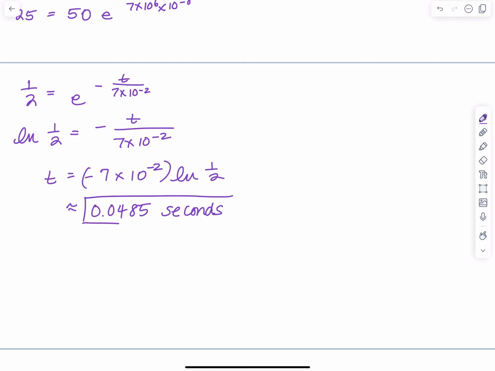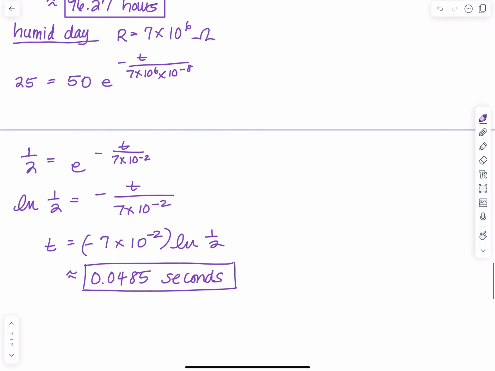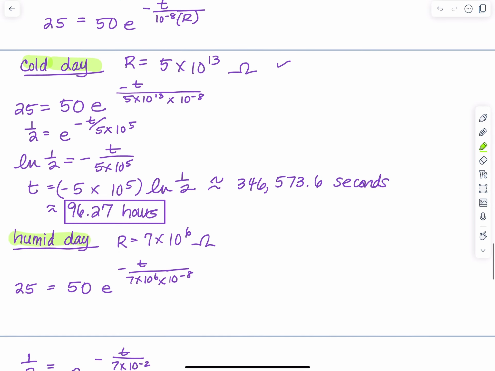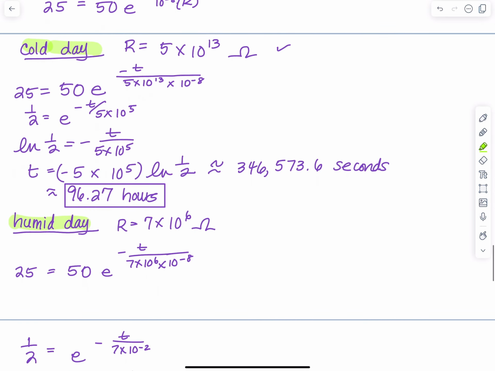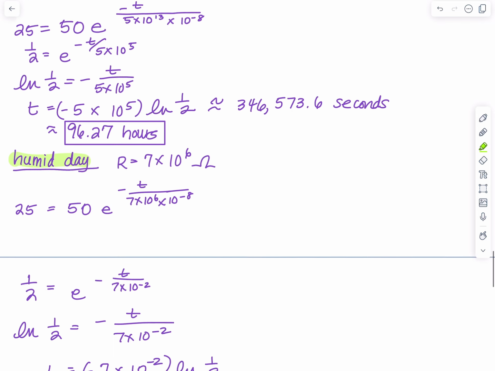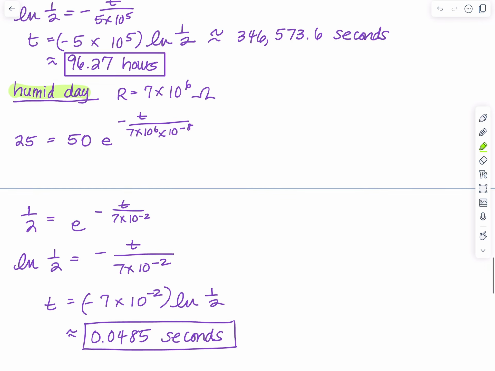seconds. So quite different on a humid day as opposed to a cold day, as how long it will take the capacitor voltage to dissipate to half of what it started with. And that concludes this video.